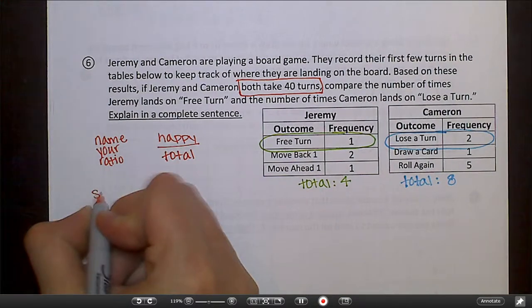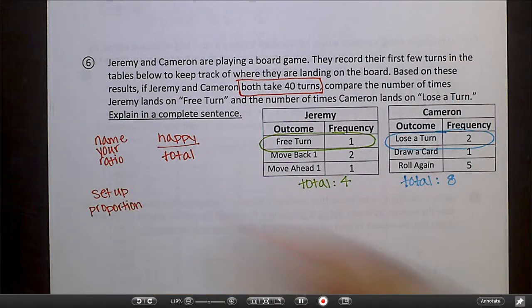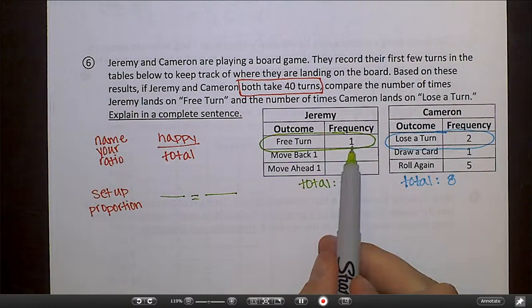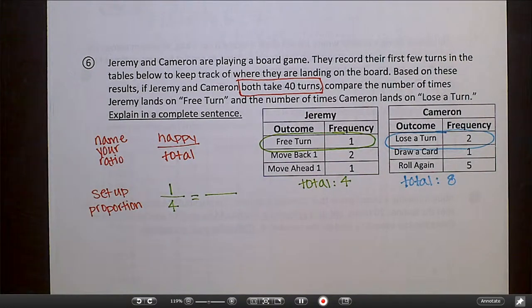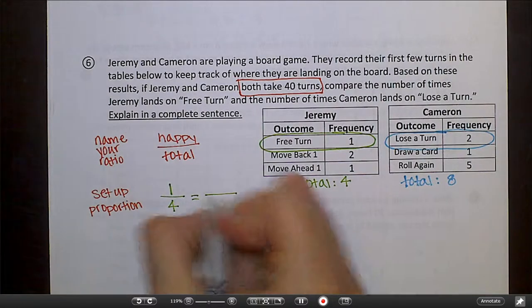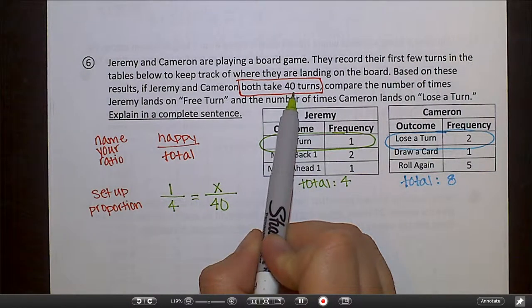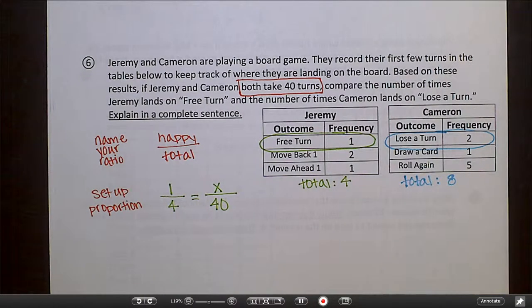Then we're going to set up a proportion. So here, for Jeremy, line equals line. I know that he lands on free turn one time out of a total of 4. So 1 over 4. And then I want to know how many times is he going to land on free turn out of 40 turns. Because up here it says they're both going to go 40 times. So if he keeps up with this kind of pattern, we should be able to figure out how many times he's going to land on that.